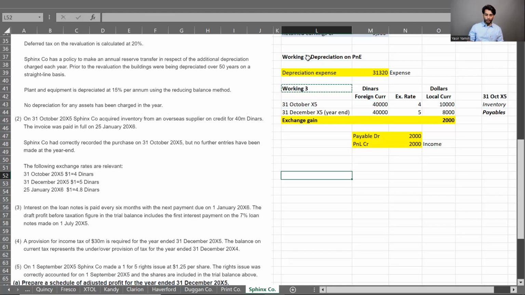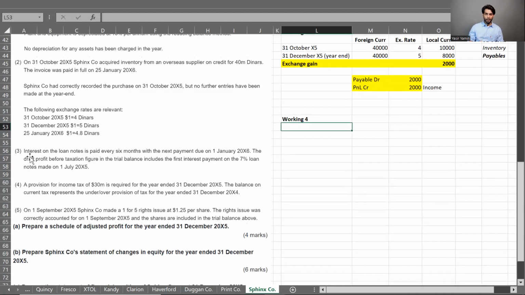Let's go for it. Now you have note number 3. And this is a very easy note, so you need to be very quick with it. Let's see how quick you are. It says that interest on the loan notes is paid every 6 months with the next payment due on 1st January X6. So please, you have a liability.